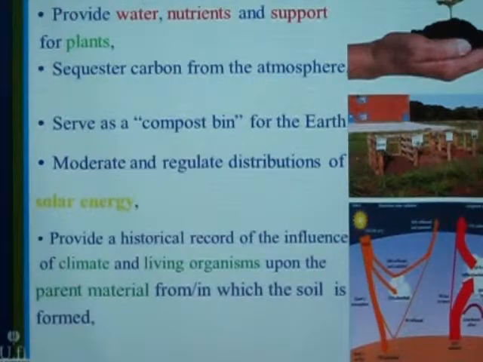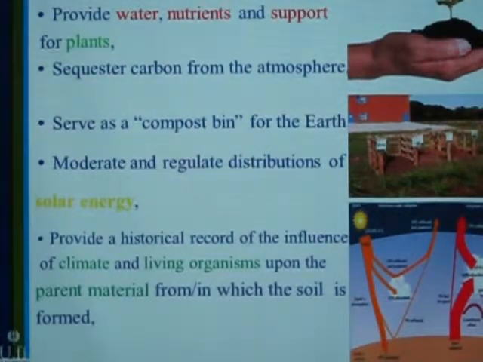The importance of soil, for instance for plants: it provides water and nutrients, and supports plants. Imagine a tree 30 or 40 meters tall, or any huge tree. How is this tree stable on the soil, and how does the end leaf, 10 meters up, get the water and the nutrients? From the soil. Soil supports the plants. It also serves as a composite bin for the air, which is one kind of recycling of natural resources. It also moderates and regulates the distribution of solar energy.